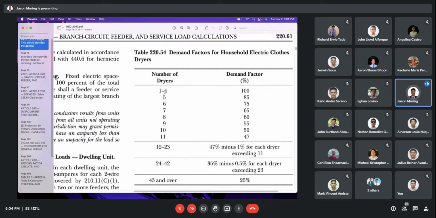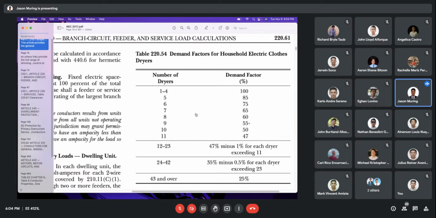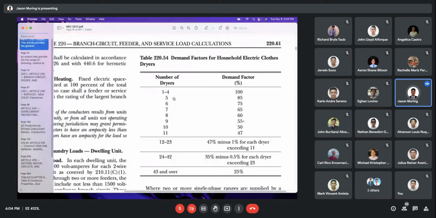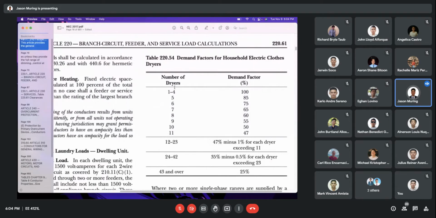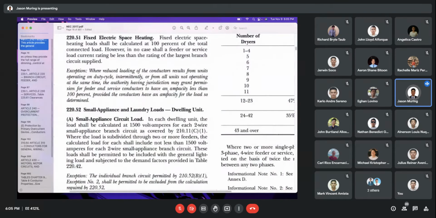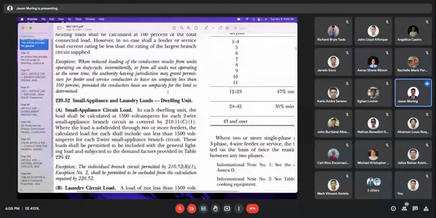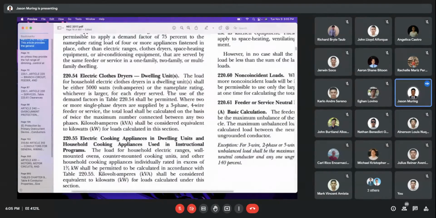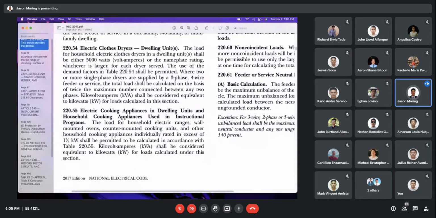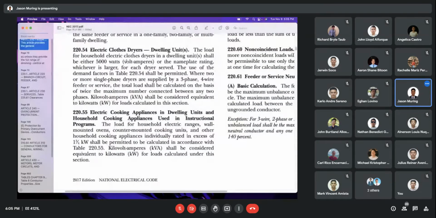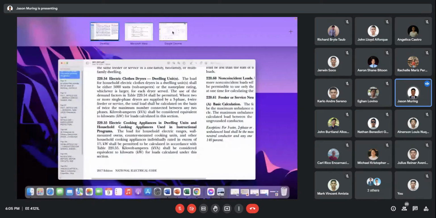If you have more than 4, you now have a demand factor of 85% for 5, for 6, 75%, and so on. But it's very unlikely for a small dwelling unit to have more than four clothes dryers. This is very popular, as mentioned, in areas located in Nordic regions because they don't have sunlight to dry their clothes. But if we are to calculate this, we use this provision, 220.54. Let me take note of that.